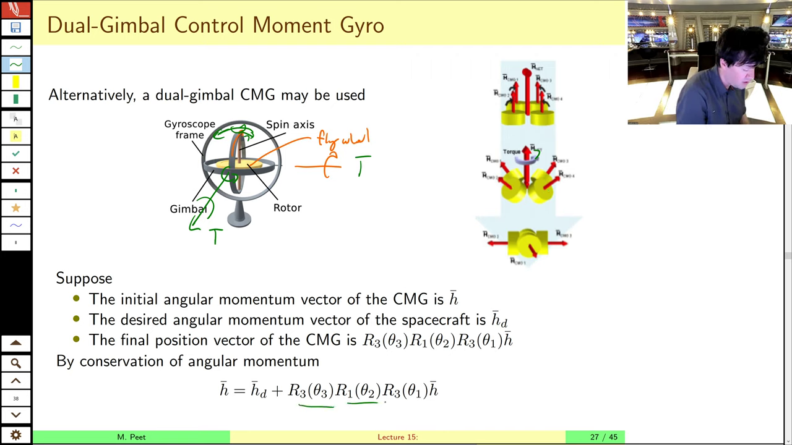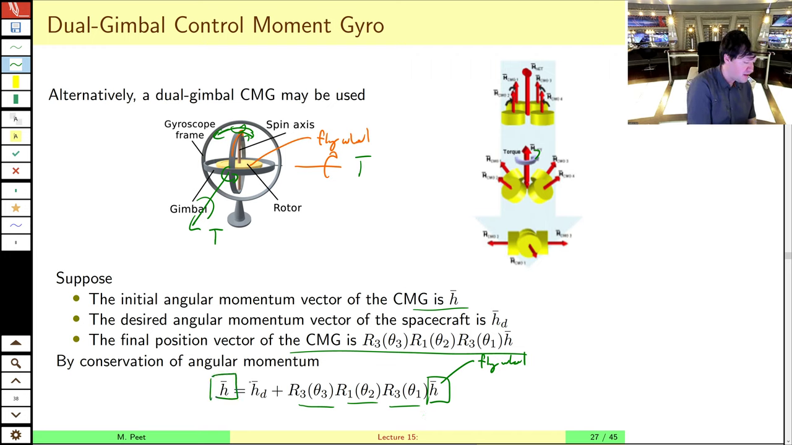We can create a rotation about 3-1-3 rotations. The mathematics here: here's our angular momentum of the flywheel before the rotation, the angular momentum of the CMG. The final position of the CMG is given as thus. After you've rotated it three times, by conservation of angular momentum, the momentum before the rotation and the momentum after should be equal. So we set those two equal to each other. And so for any desired angular momentum vector, we can invert this to give our desired rotations.